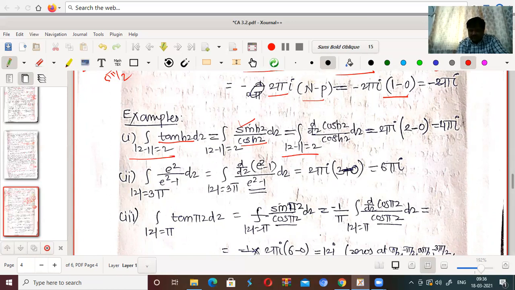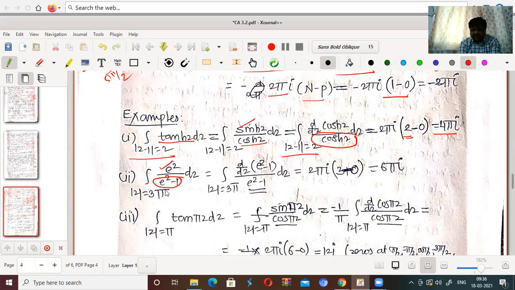Now we want to see the number of zeros of cosh z. For cosh z there is no pole because it is analytic everywhere. So cosh z has zeros only at certain points. We get the number of zeros as 2 inside this circle and poles as 0. So we get 4 pi i. Similarly, the derivative of this function is here, so f dash z upon f of z is here.